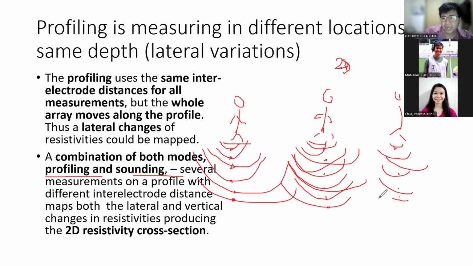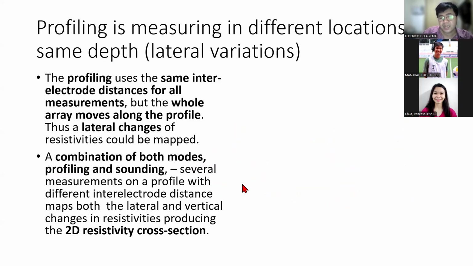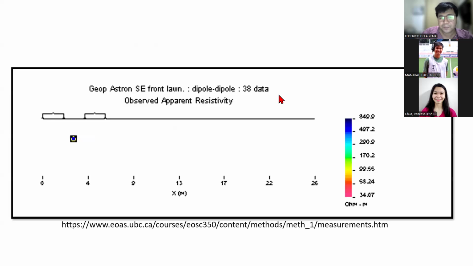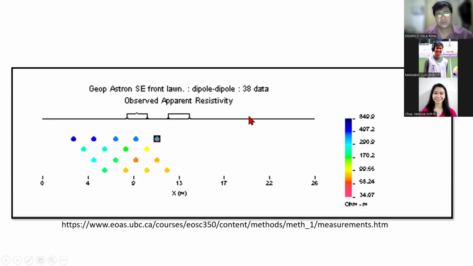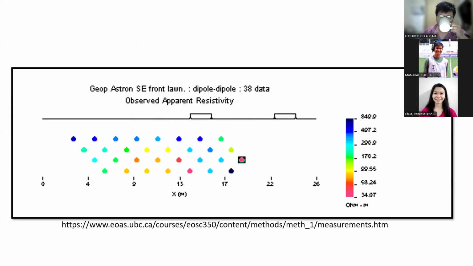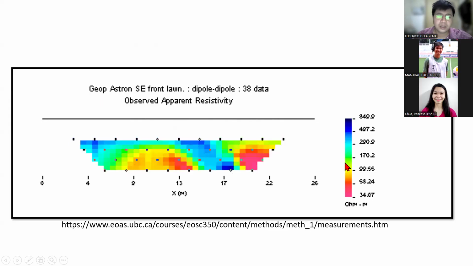Okay, so again, this is just apparent resistivity, right? You're still not really measuring the actual resistivity of the layers in the subsurface. You're simply measuring the average, okay, of your layers at different depths. Okay, so this is just a graphic showing how a 2D profile works.